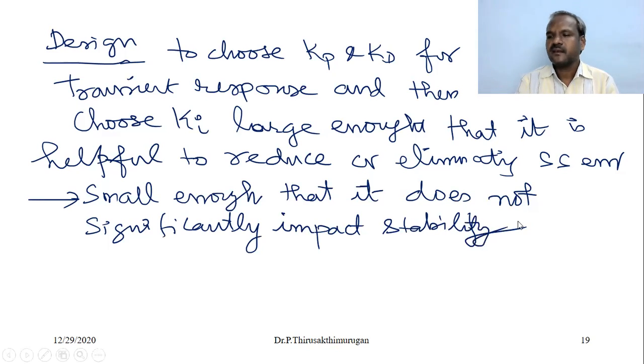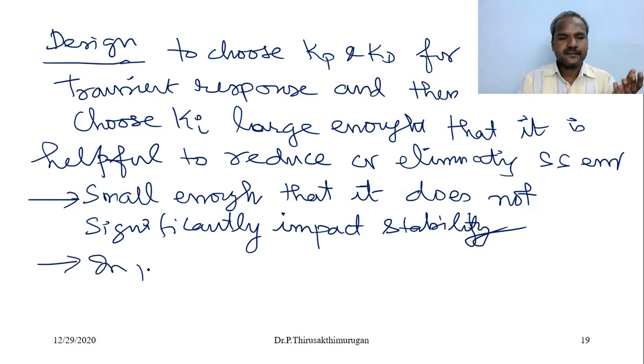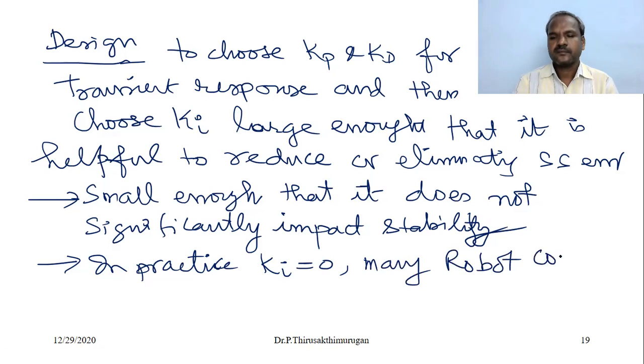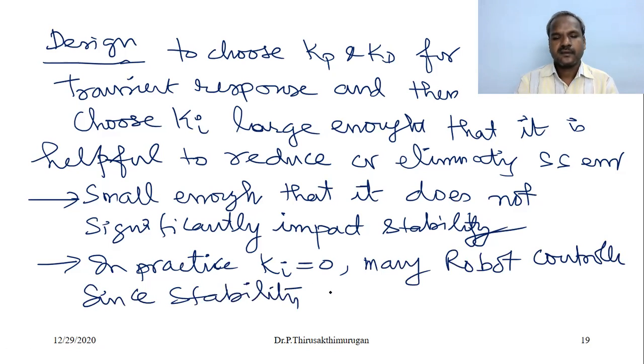Understand? Stability. So in practice, Ki is equal to 0 for many robot controllers, since stability is paramount. Okay, many robot controllers, since stability is paramount.